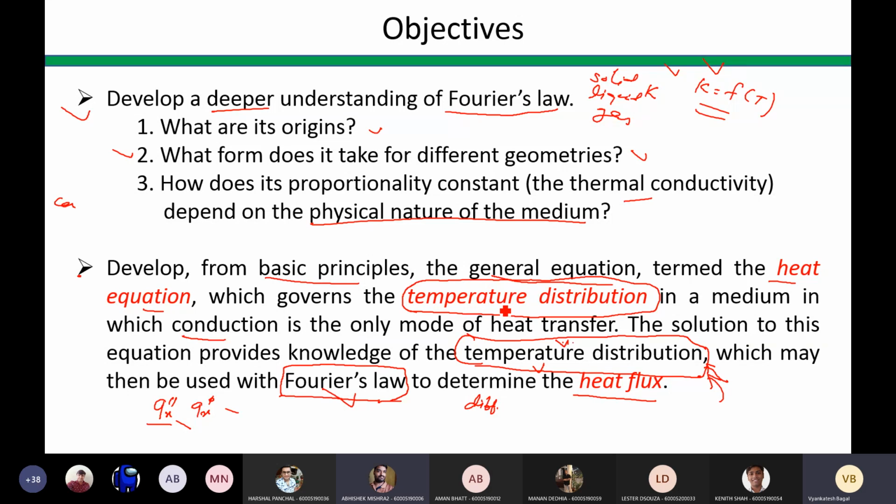Sir, we have not learned thermal resistance, right? No. We have not yet introduced what is thermal resistance or thermal contact resistance. We have not introduced it. We have a long way to go before we introduce that.